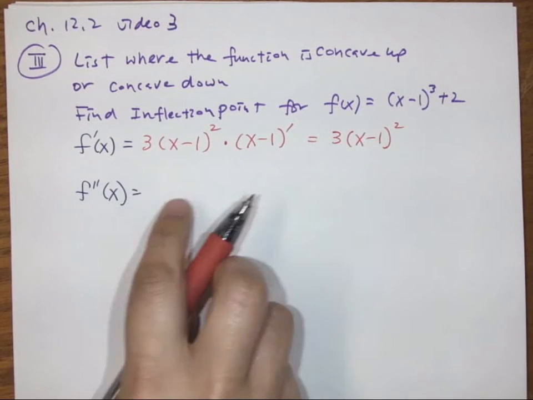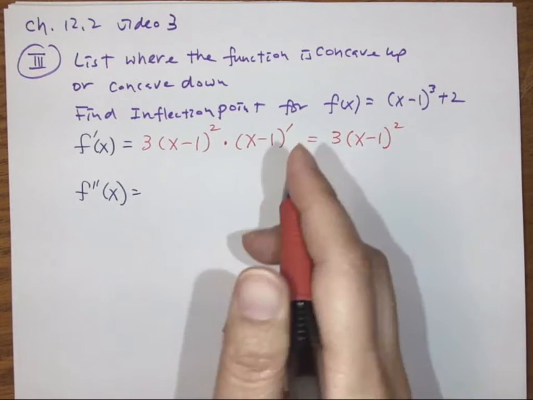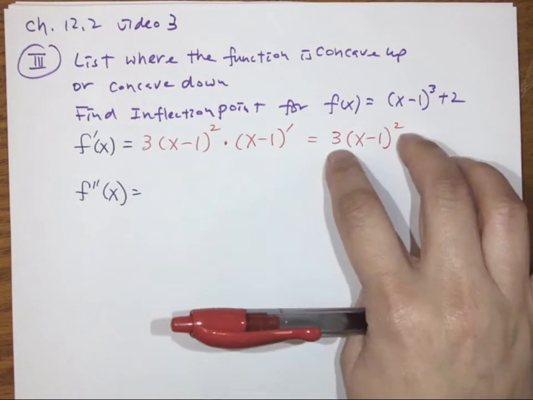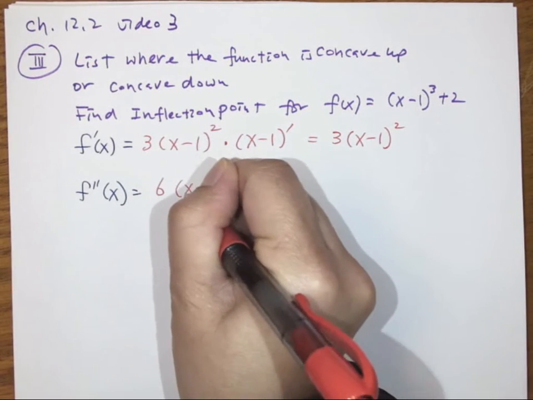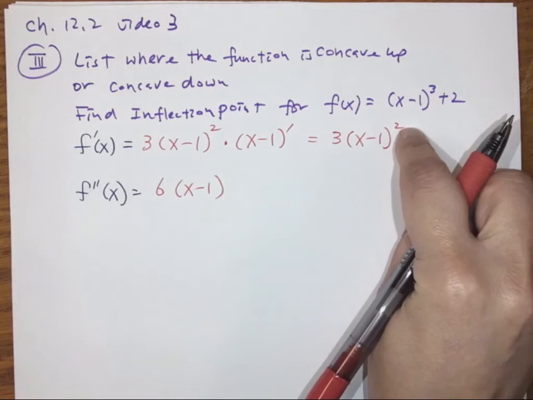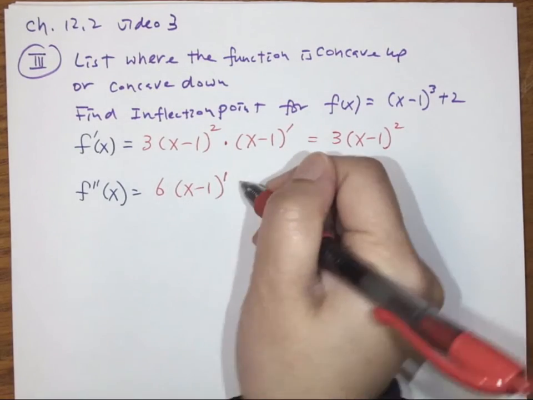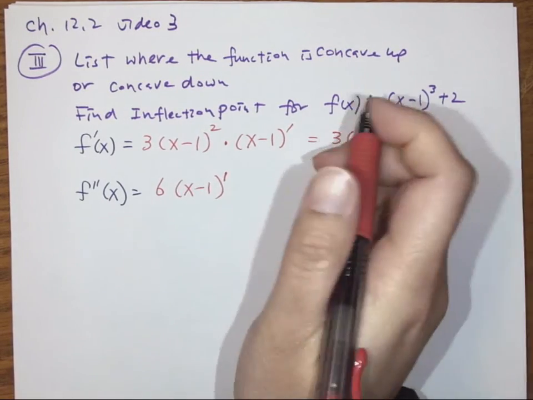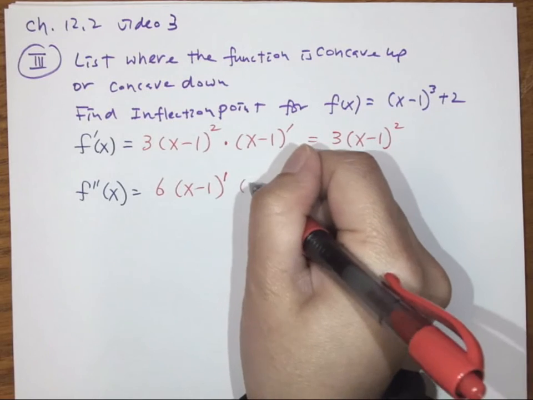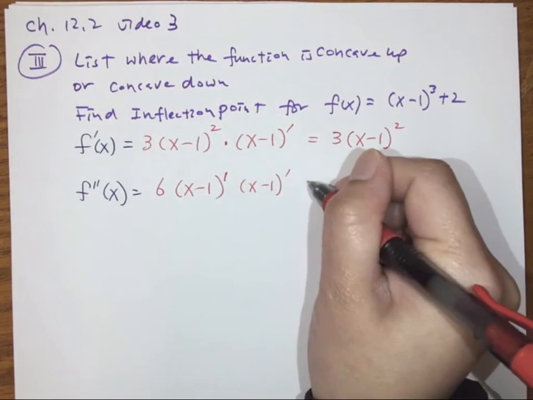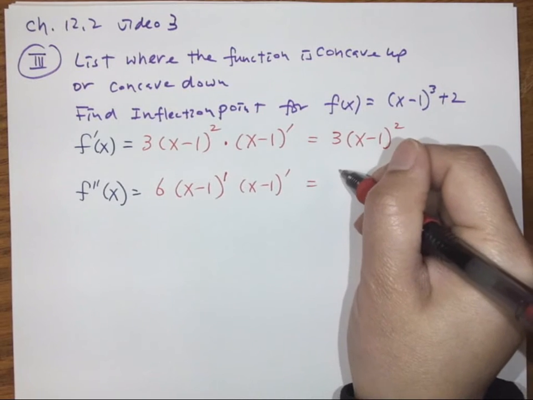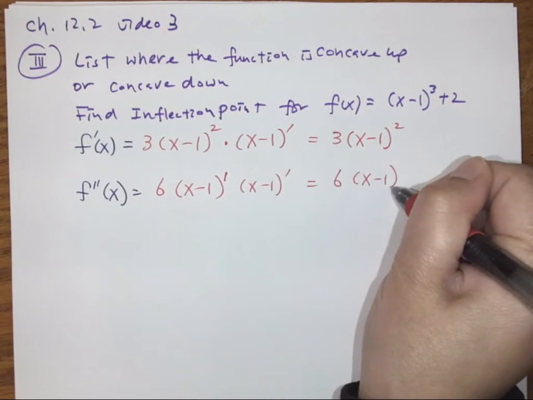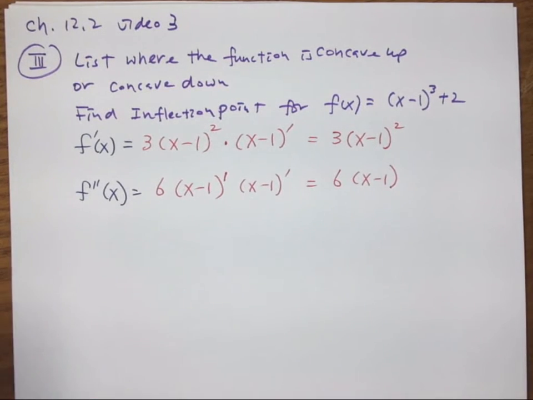Using that, if I take the derivative one more time, it would be 3 times 2, equal to 6. And then x minus 1 will turn into 1 less than this degree, so 1. And then take the derivative of the inside part, x minus 1, again. So this thing is going to turn into 1, so it's going to be 6 times x minus 1. So that's your second derivative.